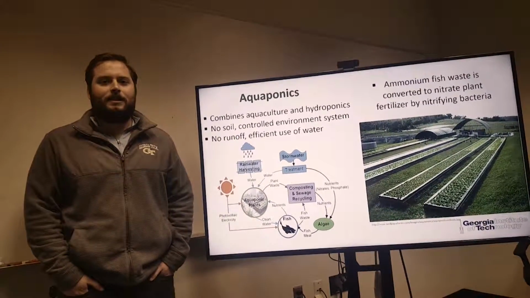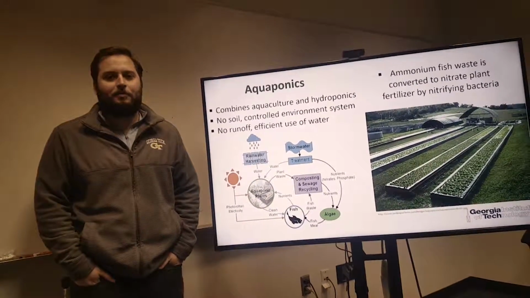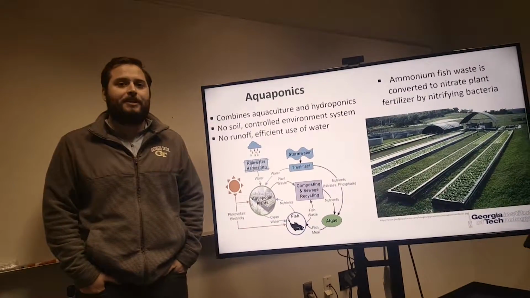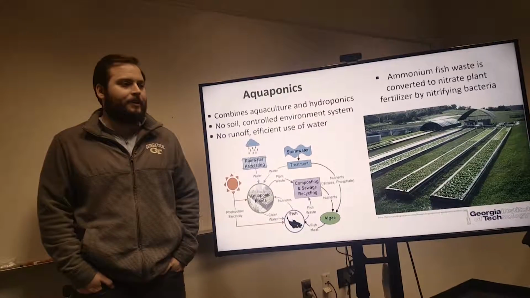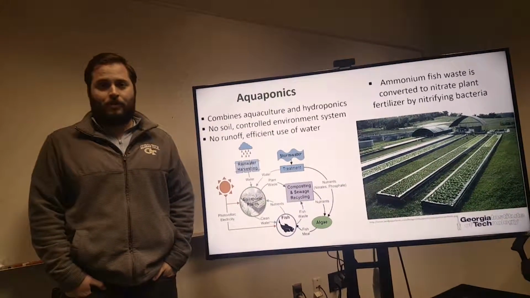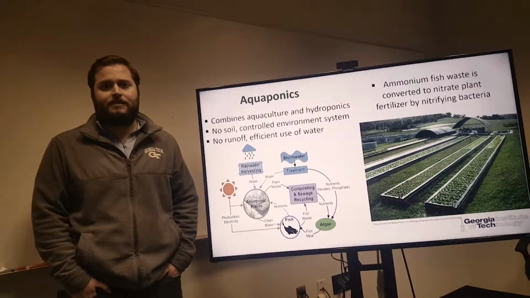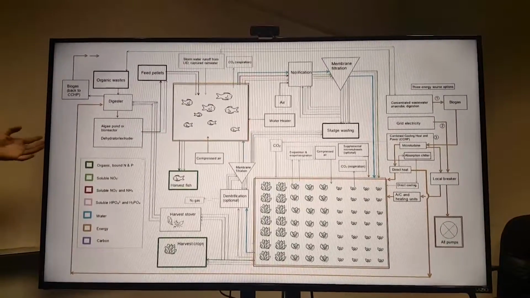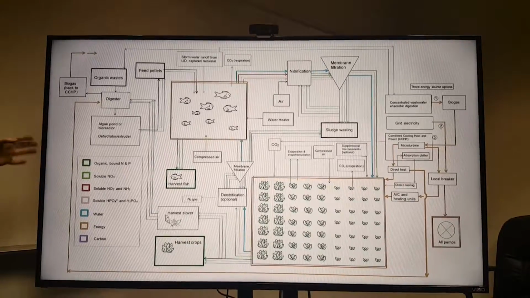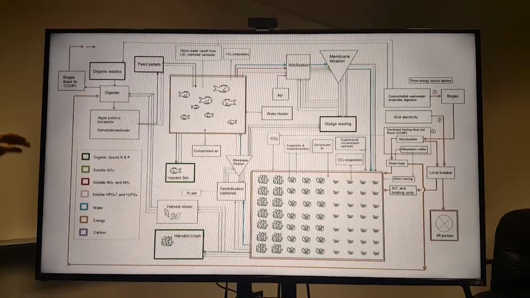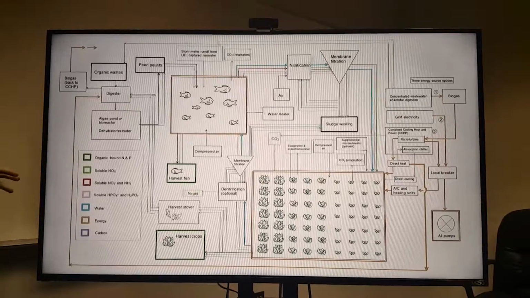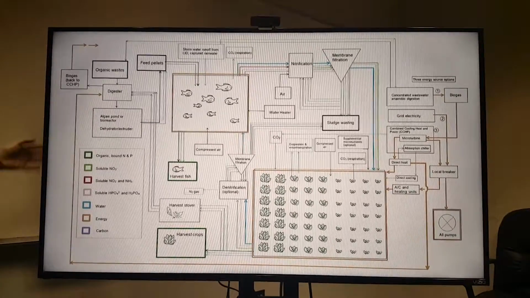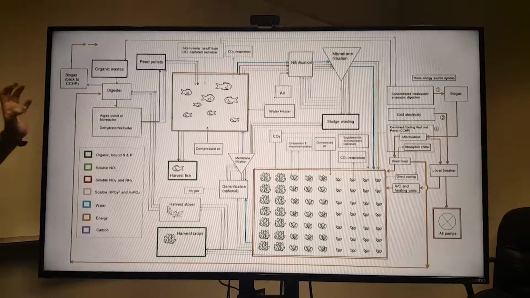Aquaponics is the combination of aquaculture and hydroponics, basically the simultaneous production of fish and vegetables in a controlled environment without the use of soil or the use of pesticides in order to spur productivity. This is our mechanistic model of our aquaponics system, and it includes bound nitrogen, phosphorus, carbon, water, energy, and soluble nutrients, including nitrogen and phosphorus in the system.